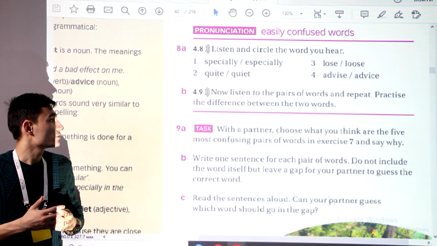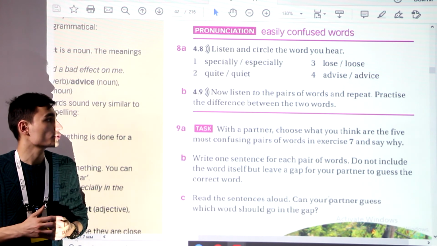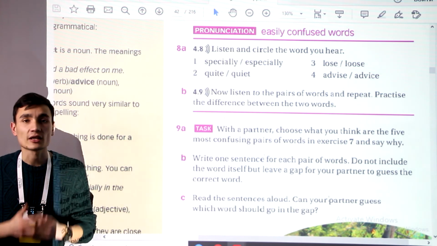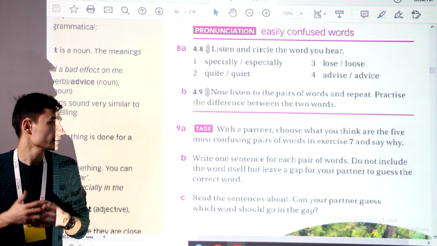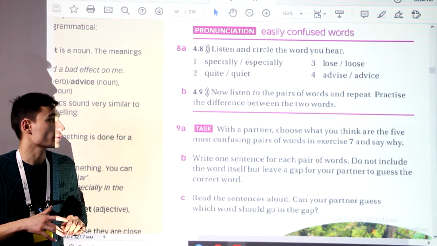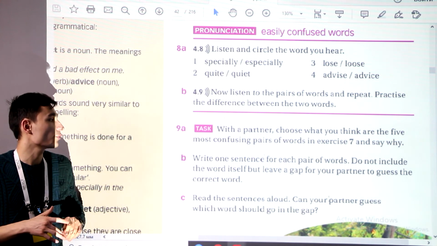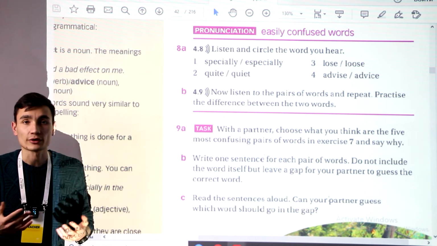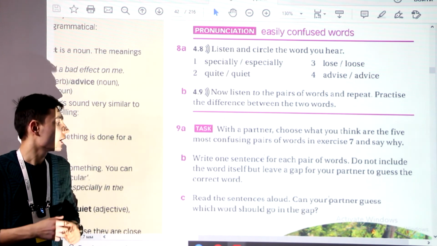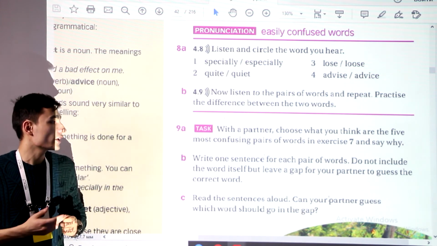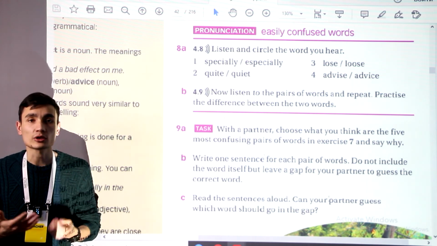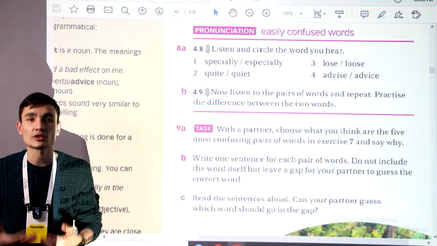Exercise 9a. Task. With a partner, choose what you think are the 5 most confusing pairs of words in exercise 7 and say why. Exercise 9b. Write one sentence for each pair of words. Don't include the word itself, but leave a gap for your partner to guess the correct word. Exercise 9c. Read the sentences aloud. Can your partner guess which word should go in the gap? Pause the video and do these exercises in a written form.